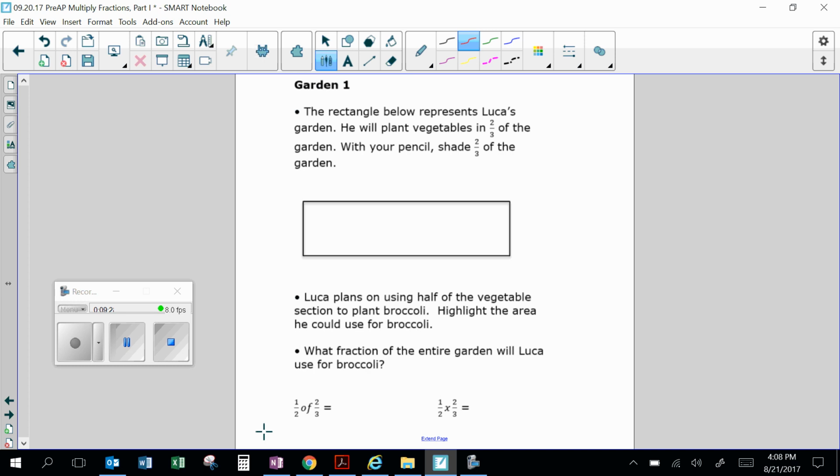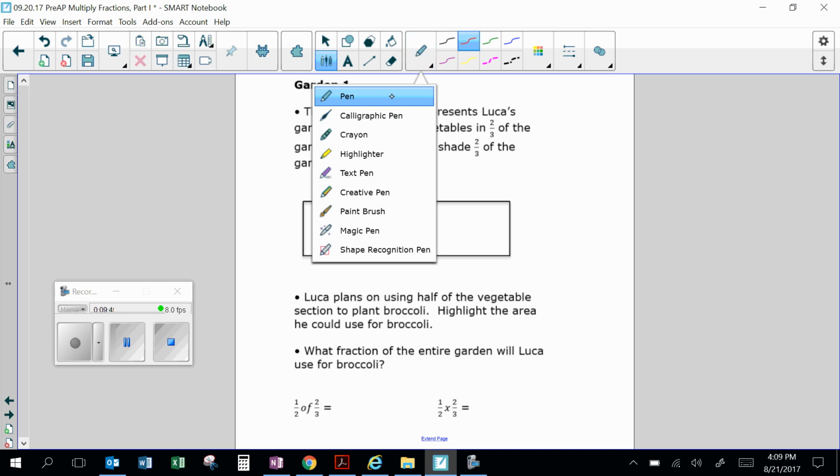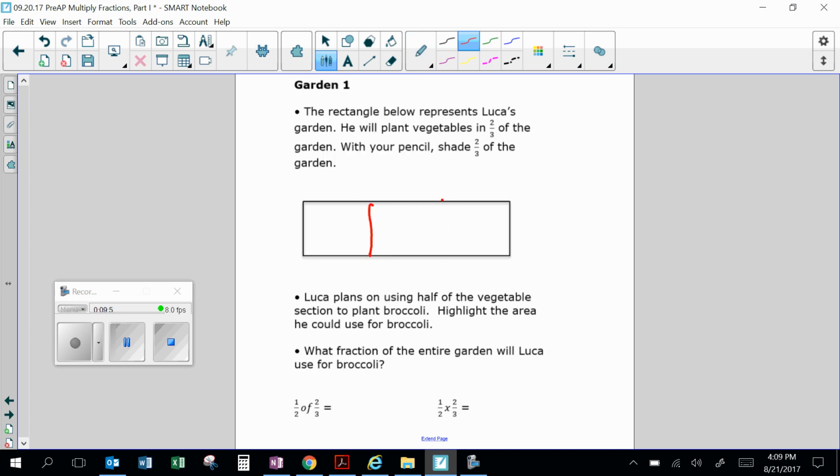So in our next example about multiplying fractions is Garden 1. The rectangle below represents Luca's garden. He will plant vegetables in 2/3 of the garden. With your pencil, shade in 2/3 of the garden. So 1/3, 2/3. So this is where his vegetables will go in this garden.